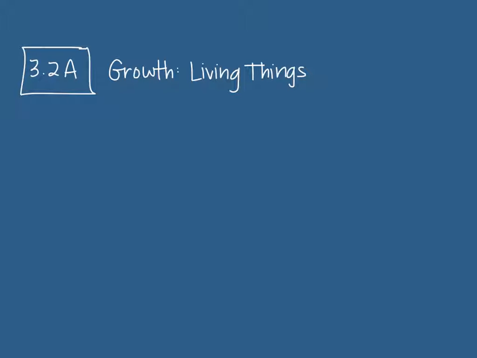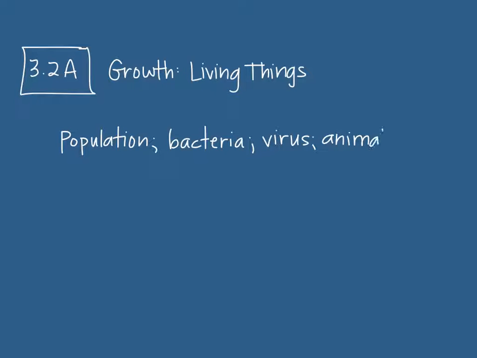So when I talk about living things, I talk about population, right? So it could be people. It could be bacteria. It could be a virus. It could be animals. When we're talking about things that are alive, these are the kinds of things we're talking about, and there's a particular formula to use. And it has to do with the letter E in it. Well, sometimes, not all the time. All right, so here you go.